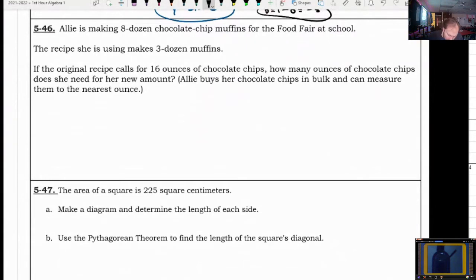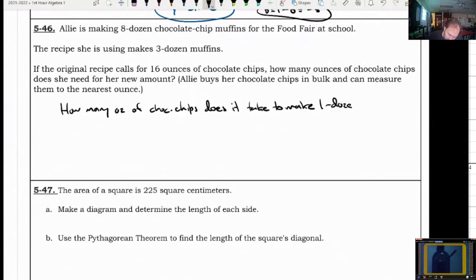What we want to know, the question is, how many ounces of chocolate chips does it take to make 1 dozen muffins? That's kind of the puzzle here. If we can answer this question, we know everything.